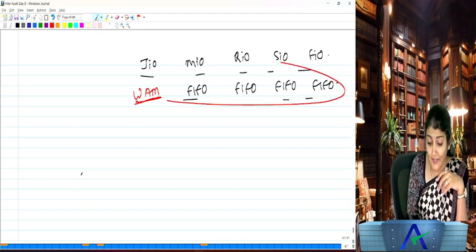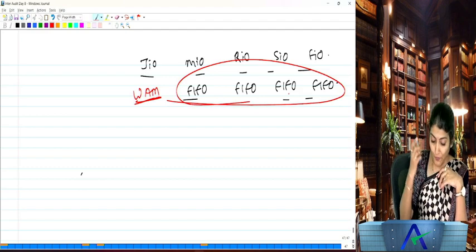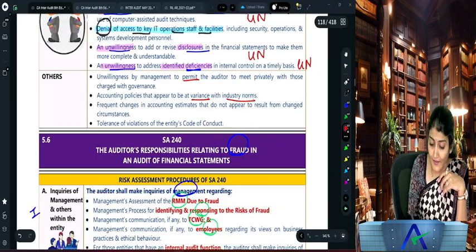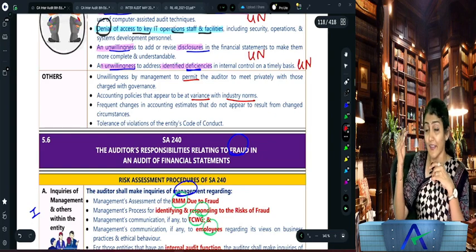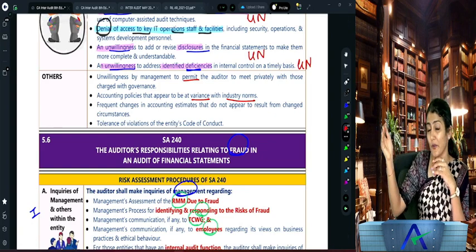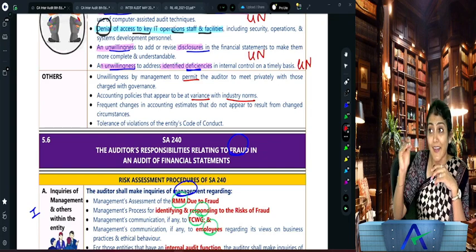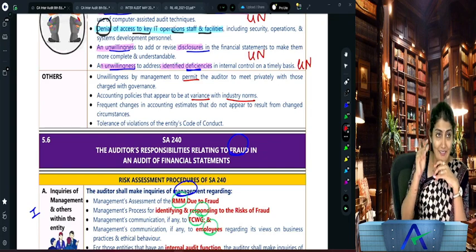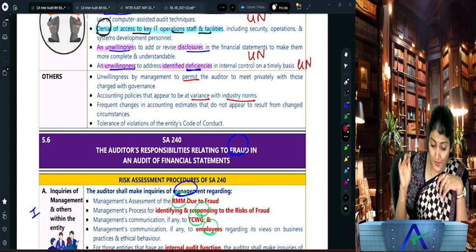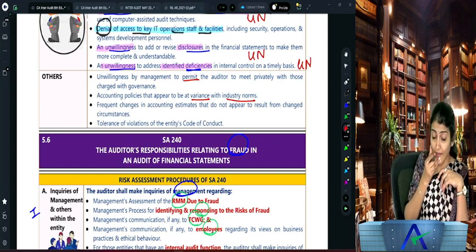No. But what is the industry trend? FIFO. So they are in variance with the industry norms. Nothing wrong with weighted average, but that's not the trend in the industry. Then what does it say?